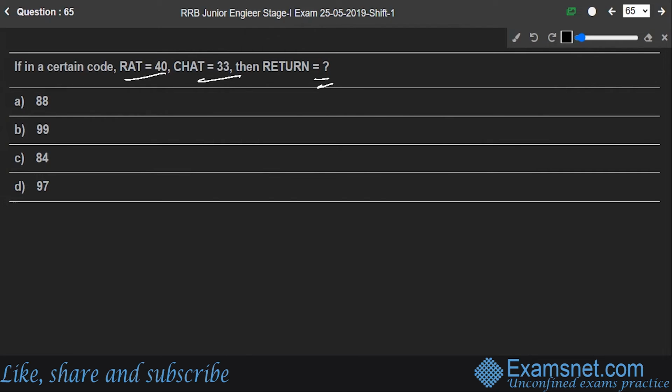Okay. See, return is having U and N, which are not present in rat and chart. So I'll be using our alphabetical place value table. Important one. Let's make and use that.